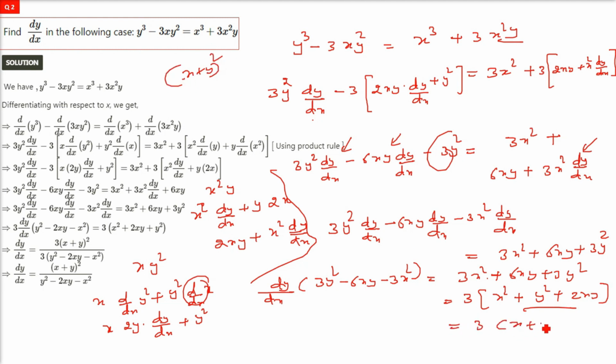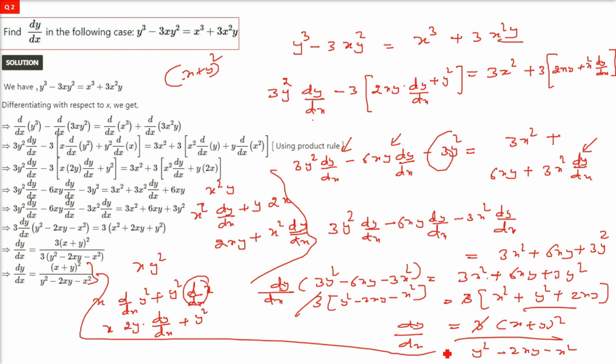So 3 x plus y whole square divided by, if you take 3 common from here also, y squared minus 2xy minus x square in the denominator. 3 y square minus 2xy minus x square. 3 is also there. So 3 you can cancel. Numerator, denominator, 3 gets cancelled. So final answer is what we just got. This is your final answer. Okay.